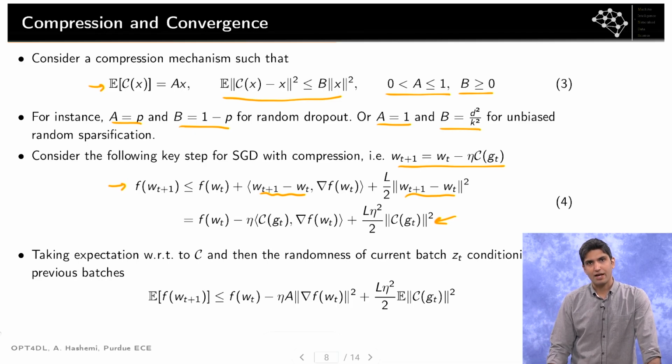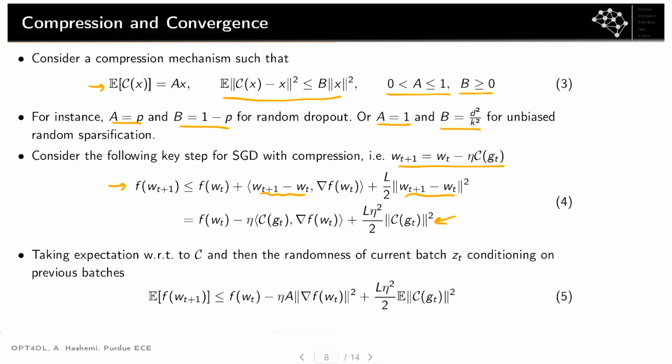In this case, however, we have this compression mechanism that we have to deal with. One way to deal with it is to take the expectation with respect to the randomization inside our compression mechanism, and also the randomization with respect to the current batch, while we condition on the previous mini-batches. If we do this and use the fact that the expected value of our compression mechanism is a times x, we'll be able to arrive at this equation.